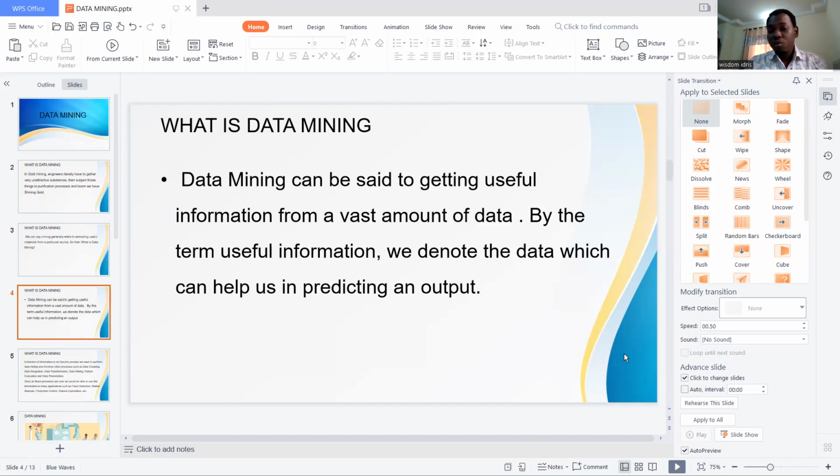By useful information, we denote data that can help us predict an output, which is basically what I just said: not everything you have is important to whatever task you're carrying out. So you want to get the useful information. Useful information is what you need, what can make you make an informed decision, an informed analysis or a prediction.